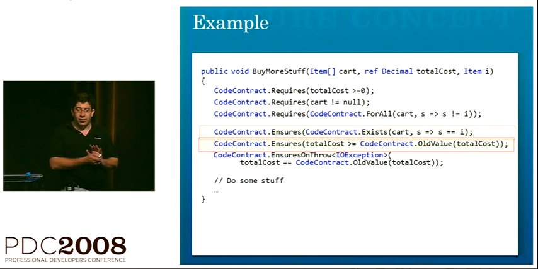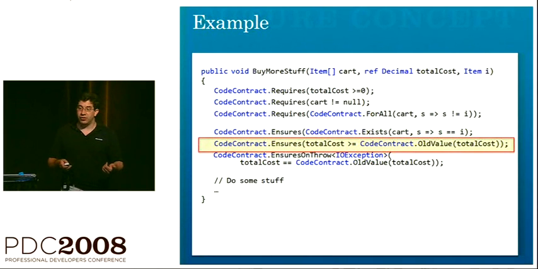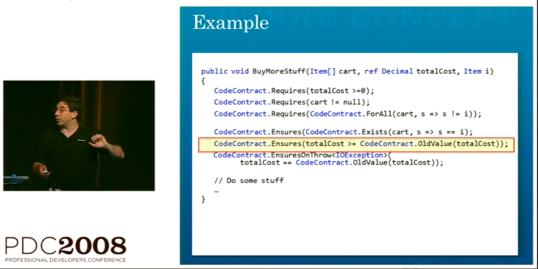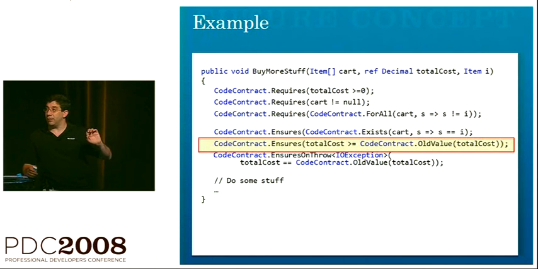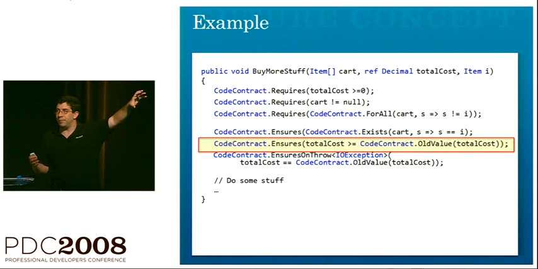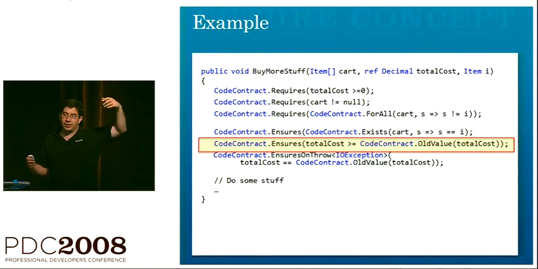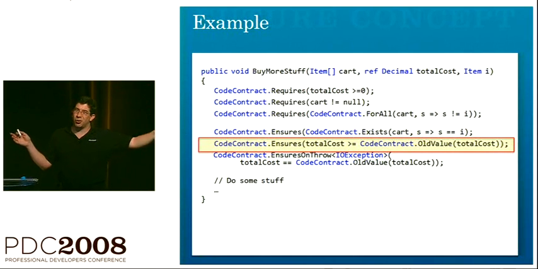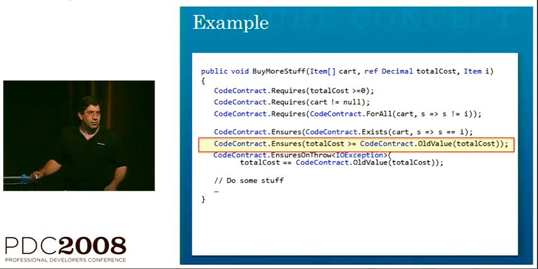There's some other cool stuff. Old value is one of my favorite features here, right? You might want to assert that the total cost is greater than or equal to the value when the function was entered. Now you could do that with debug statements. You could do it with if-defs, right? You could say if def debug, then remember the old value and then assert about it later, but it would just get really ugly. This is much easier.